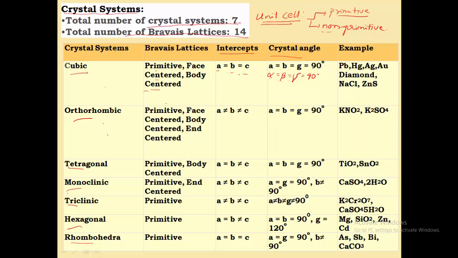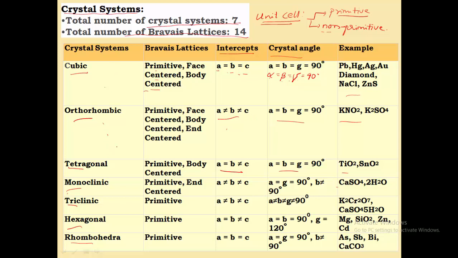In cubic, what is the crystal angle? In orthorhombic, what is the crystal angle and intercepts? And tetragonal, how is it? And what are the examples of those crystal systems? All these things you need to remember, especially the intercepts, that is the edge lengths and crystal angles for these crystal systems.